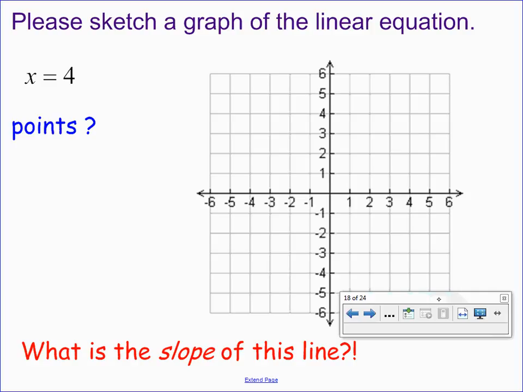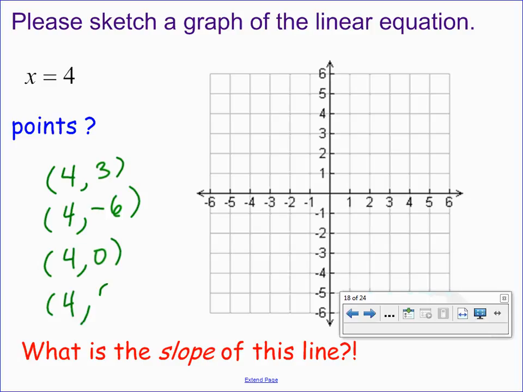Consider the other special case when x equals a number. X equals a constant. This is the line that connects all points who share the same x-coordinate. And so one point on this line might be 4, comma 3. Another point might be 4, comma negative 6. What's another point that could be on this line? Eric? 4, comma 0. Thank you. Olivia? 4 comma 5. Thank you.